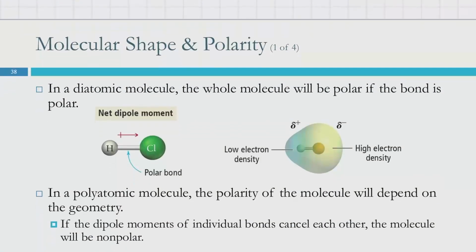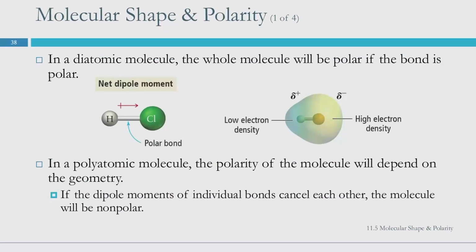Okay, we will get a little bit into polarity. If we have a diatomic molecule, the entire molecule, the whole thing, all 2 parts, is going to be polar if the bond is polar. So if we have a difference in electronegativity from about 0.4 to 2, we've talked about electronegativity before, right?